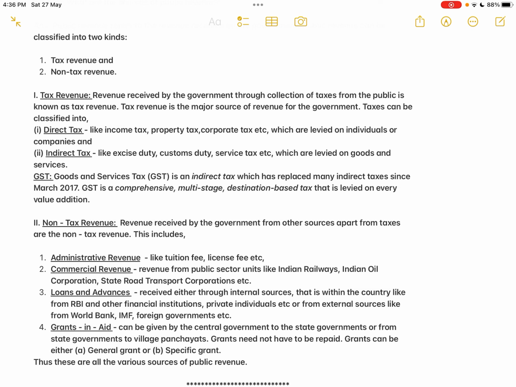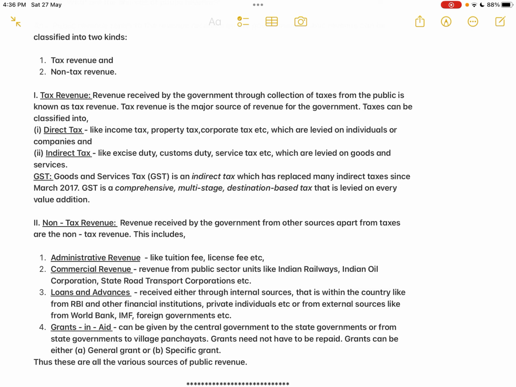Okay, so earlier there were so many taxes existing in our country, and all those taxes were replaced by one single tax, that is the goods and service tax, which was introduced in our country in March 2017. Now this is one of the main sources of revenue for the government.